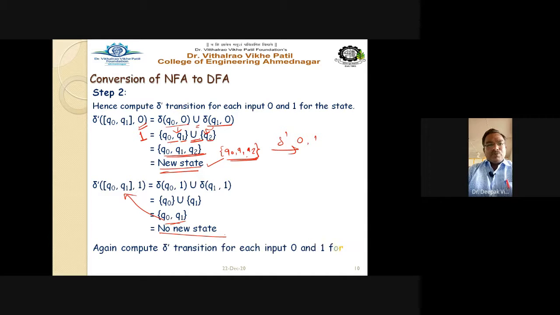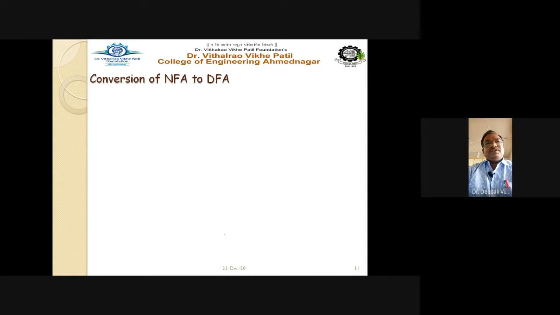So again, compute the delta dash transition for each input 0 and 1 for the newly generated states, that is Q0, Q1 and Q2. The next line: delta dash of {Q0, Q1, Q2} comma 0. Take the first input, the newly generated state here, and the input symbol 0. Split it: delta(Q0, 0) union delta(Q1, 0) union delta(Q2, 0). These are all the transitions, so write down their answers and take the union of them.